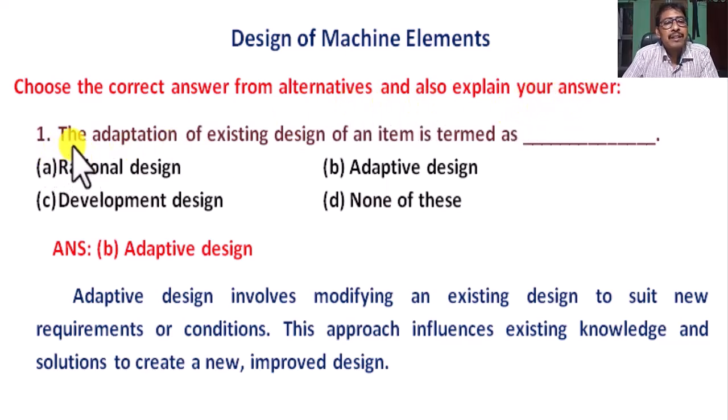Question number 1. The adaptation of an existing design of an item is termed as: option A, rational design; option B, adaptive design; option C, development design; option D, none of these. Correct answer is option B, adaptive design. Adaptive design involves modifying an existing design to suit new requirements or conditions. This approach leverages existing knowledge and solutions to create a new, improved design.